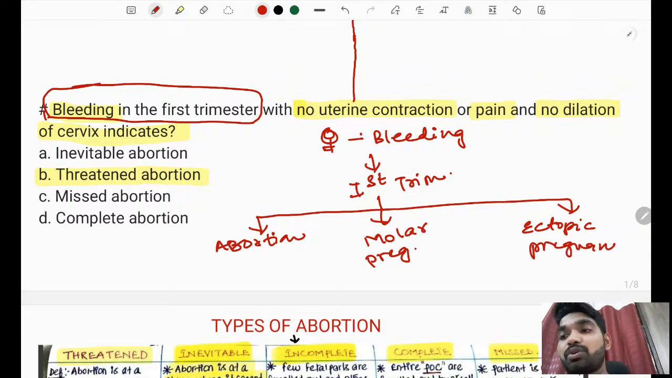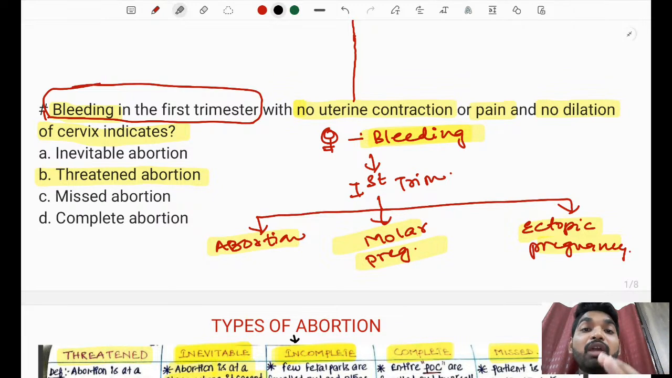So along with bleeding, how to differentiate abortion, molar pregnancy and ectopic pregnancy? In all these three conditions, the common symptom is bleeding. Apart from that, the other specific symptoms will help you to diagnose these cases. In abortion, the mother will tell you pain in abdomen, bleeding, and fetal products are coming out. Then you will think of abortion.